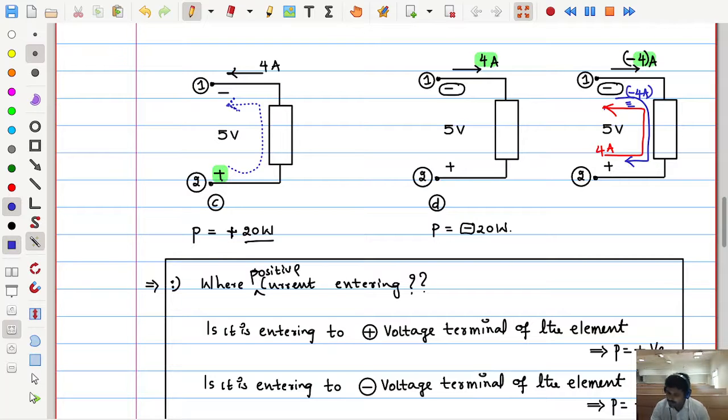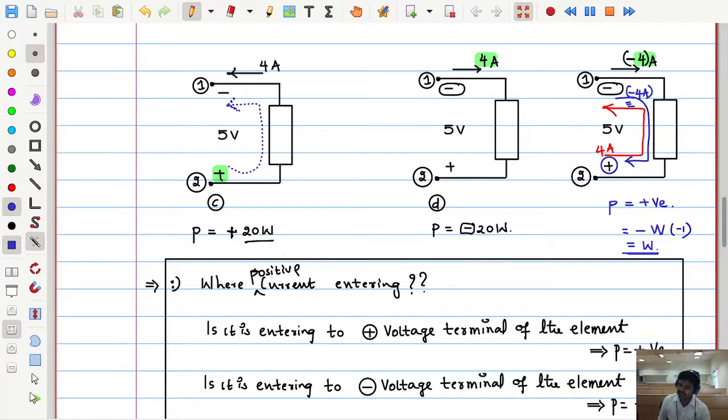Now think: what is the positive current entering terminal? Where does positive current enter? At the terminal of the positive voltage polarity. So the power of this will be positive. In this way you can interpret. In other words, we can put it this way also: negative 4 amperes is entering at the negative terminal. So power is usually negative, but because the negative current is there, again minus 1 will come, so overall power will become positive.